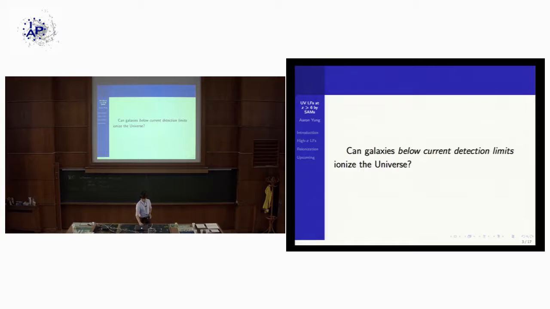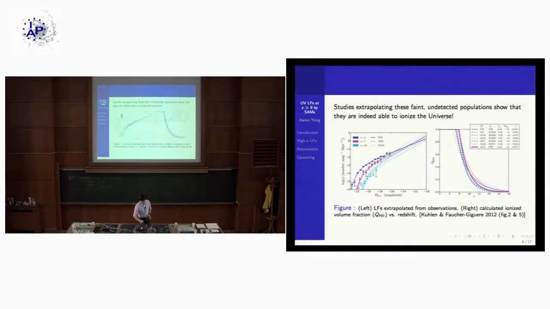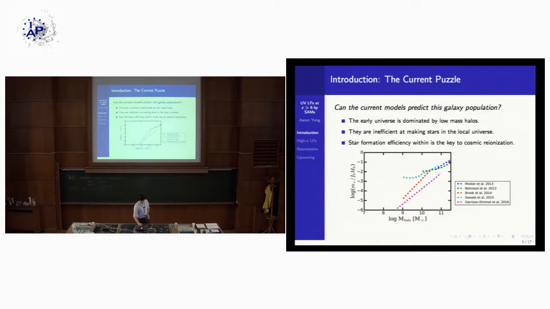So, maybe the key to the solution of the problem lies in galaxy populations that are currently undetectable. And we ask the follow-up question, were these galaxies below the current detection limits able to reionize the universe? And the answer is yes. Some studies, for example, the one by Kuhlen and Faucher-Giguère, extrapolate this population from current observations, as seen in the diagram on the left. And their calculations, as shown on the right, show that these faint galaxies can indeed ionize the universe in a timely manner.